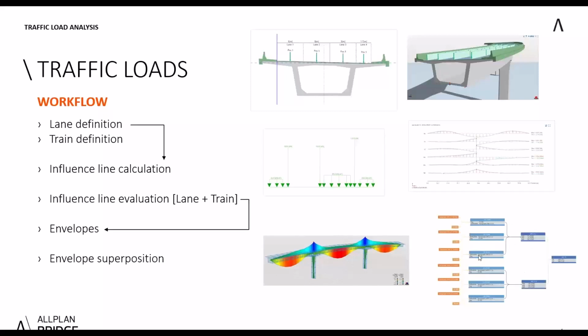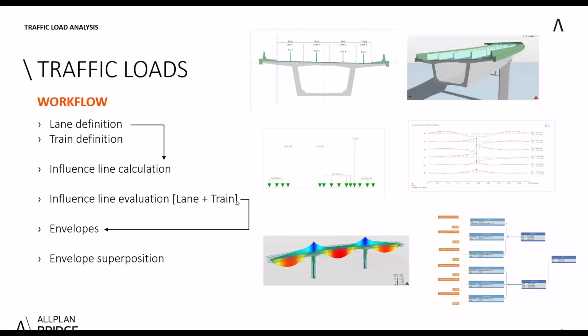This works exactly the same way that you also already know from other loads like settlement or temperature or wind loads. It's the same scheme, the same principle, and it will result in a final envelope, which we can then use in our combination table. We can factorize it, of course, and use it then for the design code checks. Yes, that's the principle. And now let's have a closer look at the particular points of this workflow.